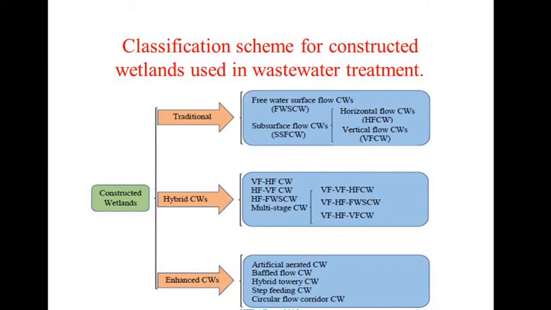Next, the classification scheme for constructed wetlands used in wastewater treatment plants. Okay, so constructed wetlands are traditional, hybrid, and enhanced. Traditional is horizontal flow and vertical flow. Hybrid is vertical and horizontal flow combined, and enhanced is hybrid, then step feeding, then circular flow. So these are the various types of classification of constructed wetlands.